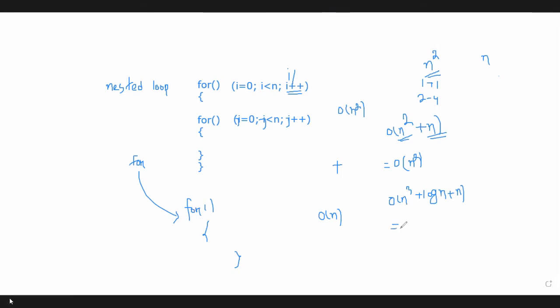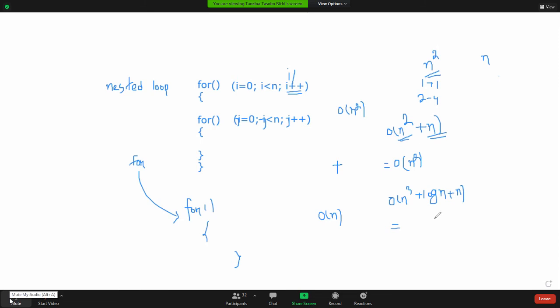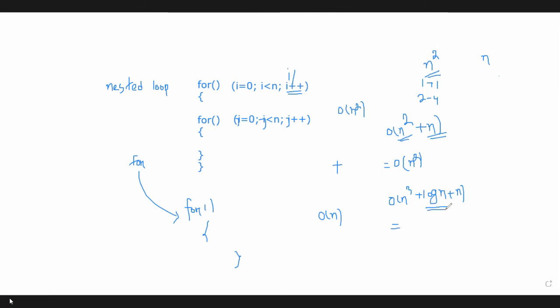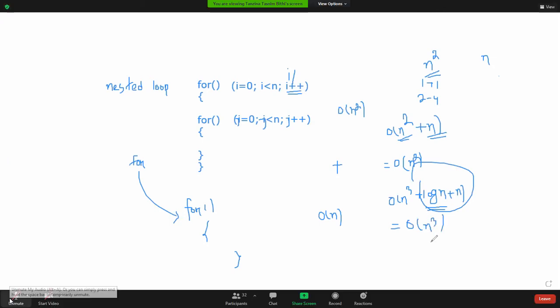So what will be the time complexity of the entire program? Ma'am, n cube. N cube, very good. Because the growth rate of log n is lower than the growth rate of n cube and n, so we can ignore log n and n. So the complexity will be order of n cube. Clear? Yes, ma'am. So that is all about time complexity.